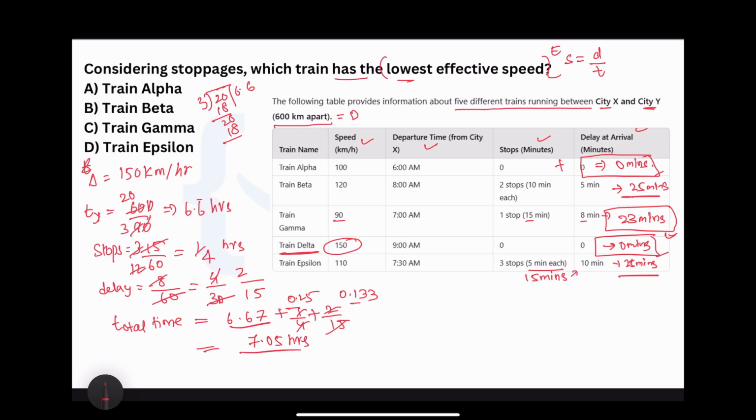So if you have the total time, you just need to find the effective speed. It will be distance by time. Distance is 600 and time is 7.05. So if you again cut it down, just simplify it.